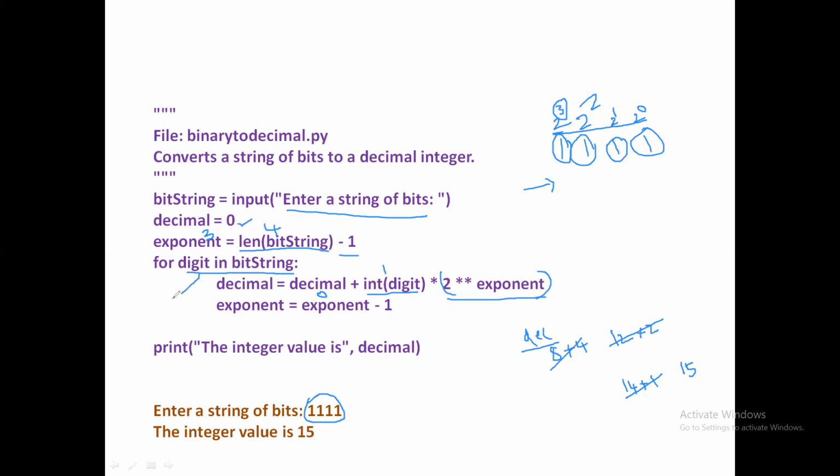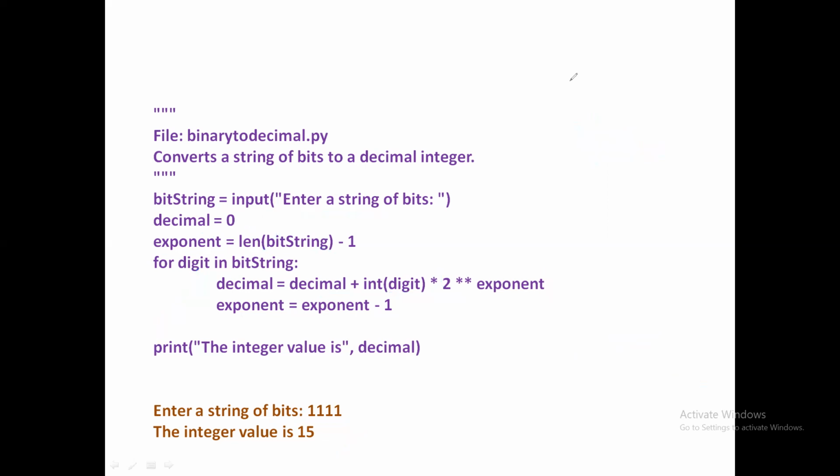Now, once the loop is completed, it comes over here to print this message. The integer value is, comma, decimal. So what is the value in decimal? It is 15. It gets printed. So that is how it works. It's a simple algorithm. If you understand how to do it manually, then you will definitely understand this algorithm very easily. So you practice how to convert a binary number manually first.